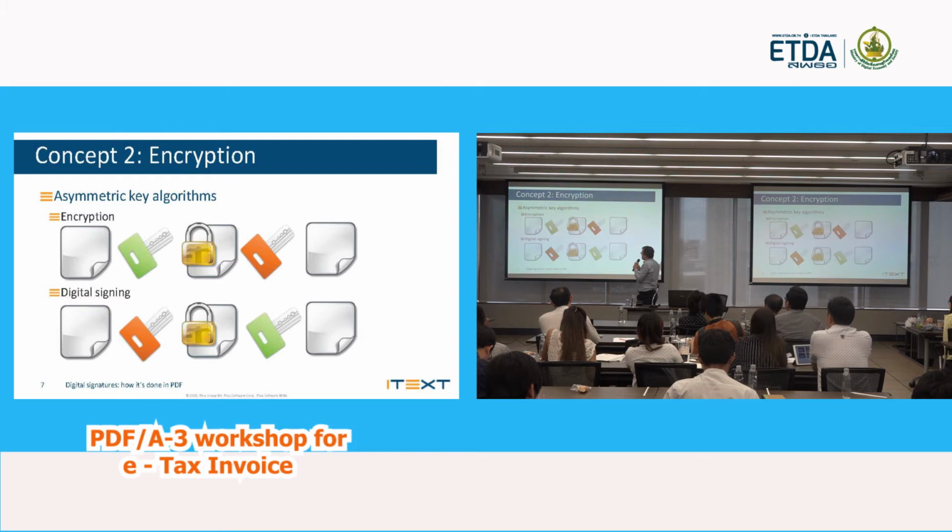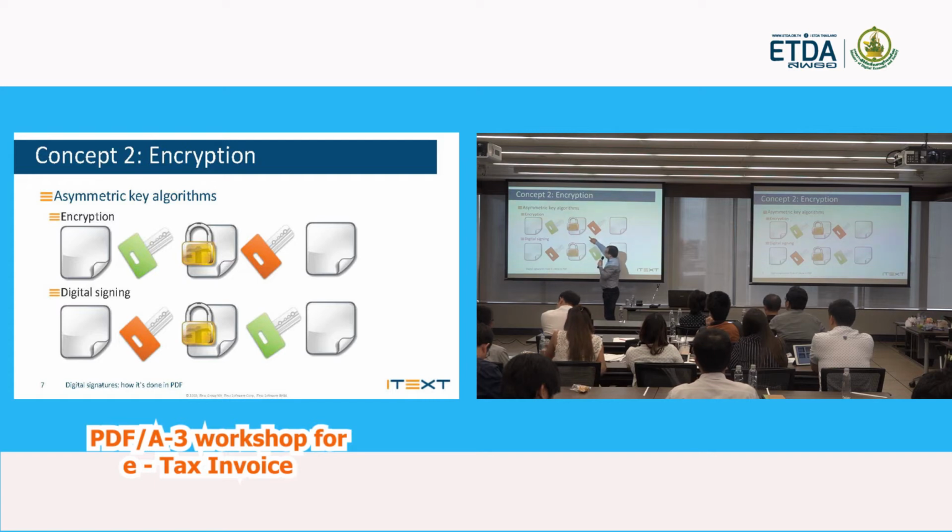I can give everyone my public key, and if someone wants to send me a document that only I can see, I can give that person my public key. That person will encrypt the document with my public key, and then he can put this document online. Everyone can download it, but only I can decrypt it because only I have the corresponding private key. So that's the concept of encryption with a public and a private key.